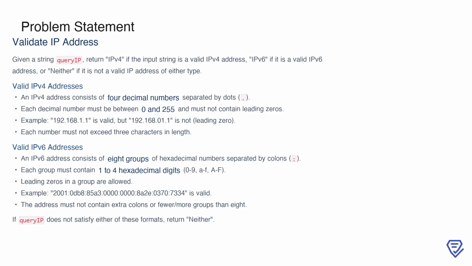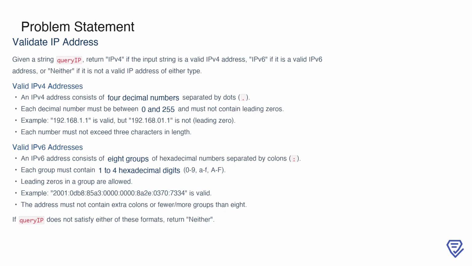In this problem, we are tasked with validating whether a given string, queryIP, represents a valid IP address. The function should return IPv4 if the input is a valid IPv4 address, IPv6 if it is a valid IPv6 address, or Neither if it does not satisfy the format of either type. Now, let's break down the requirements for both types of IP addresses.